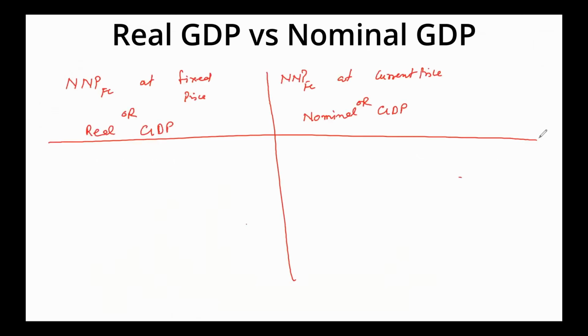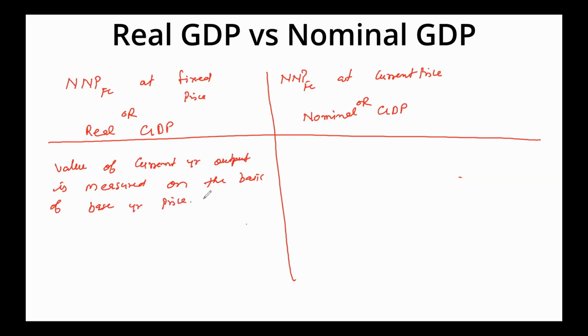So look, if the value of current year output is measured on the basis of base year price, it is termed as national income at fixed price.